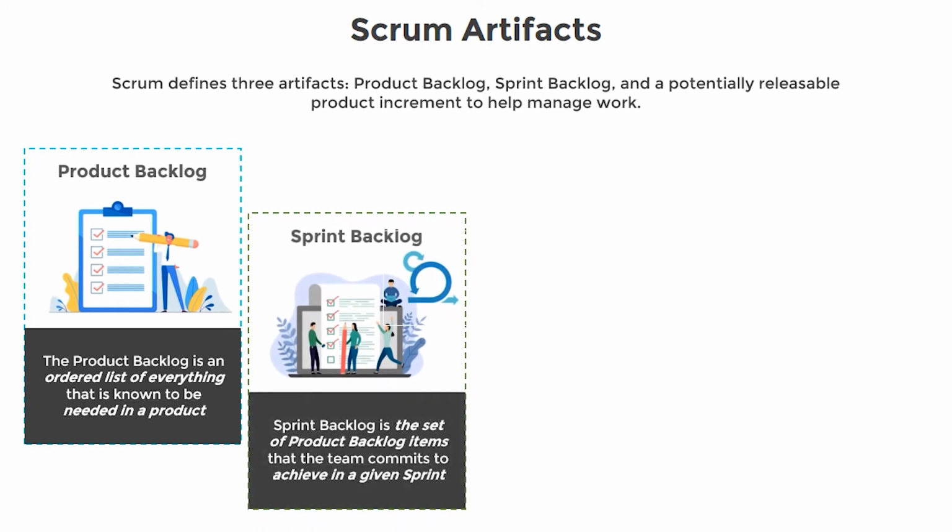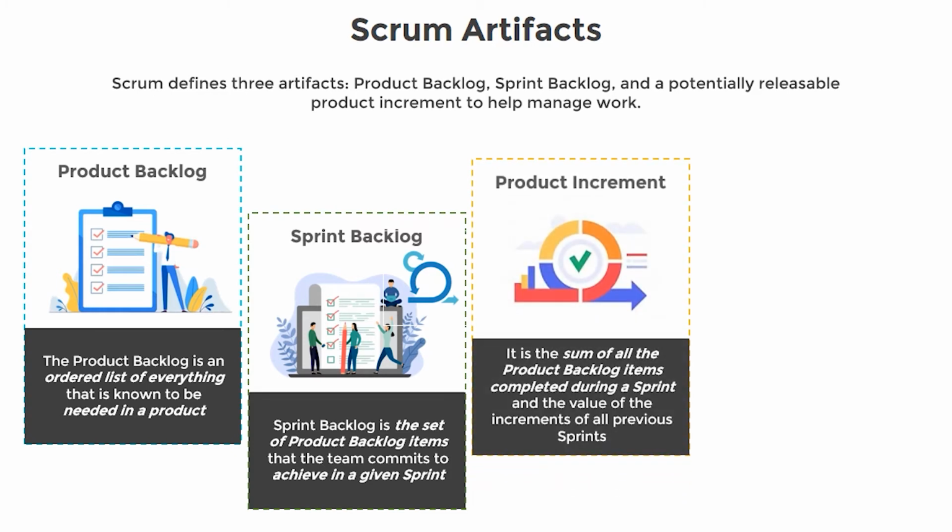Sprint backlog. The sprint backlog is the collection of product backlog items that the team commits to achieve in a given sprint. The sprint backlog makes visible all the work that the development team identifies as necessary to meet the sprint goal. Product increment. According to Scrum Guide, the increment is the sum of all the product backlog items completed during a sprint and the value of the increments of all previous sprints. It is a step toward a vision or goal. The increment must be in usable condition regardless of whether the product owner decides to release it.